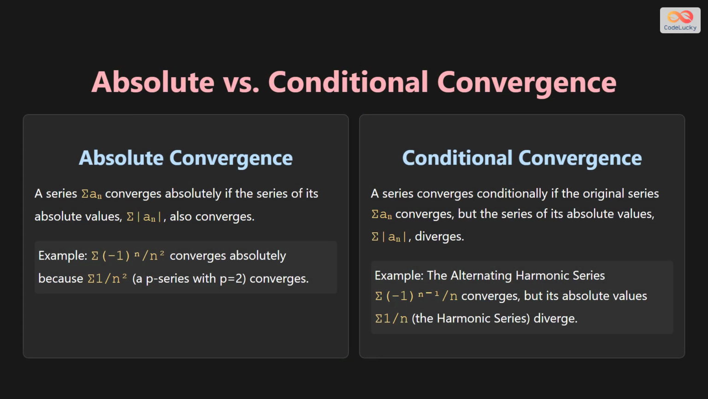There are two types of convergence for alternating series. A series converges absolutely if the series of its absolute values also converges. In contrast, a series converges conditionally if the alternating series itself converges, but the series of its absolute values does not. The alternating harmonic series is a perfect example of conditional convergence.